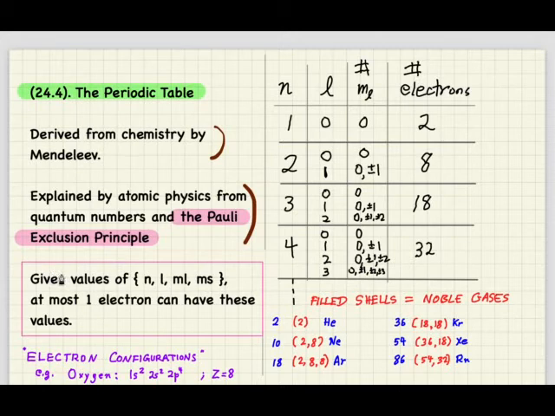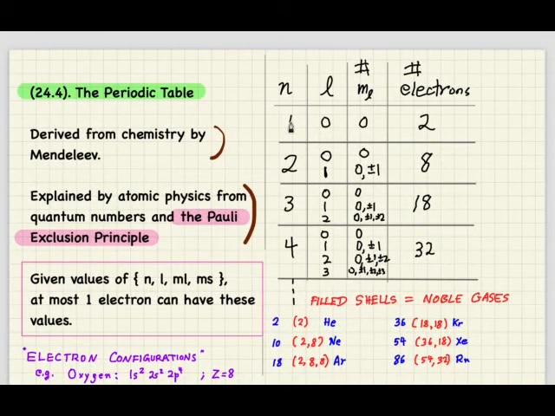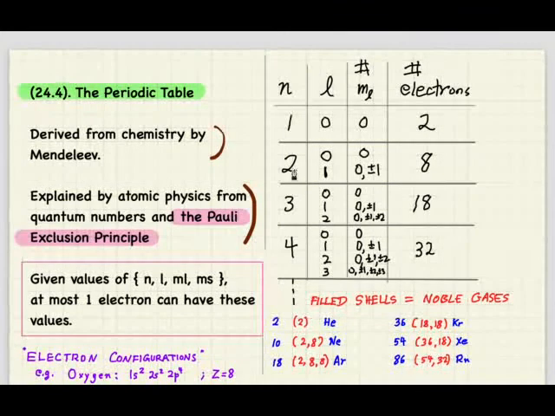The Pauli exclusion principle says that given specific values for the 4 quantum numbers, at most one electron can have these values. And so, for example, with n equals 1, L equals 0, m sub L has to be 0, m sub S could be plus or minus a half. 2 electrons can go in the n equals 1 level. So, for example, the helium atom would have 2 electrons in the 1s state.